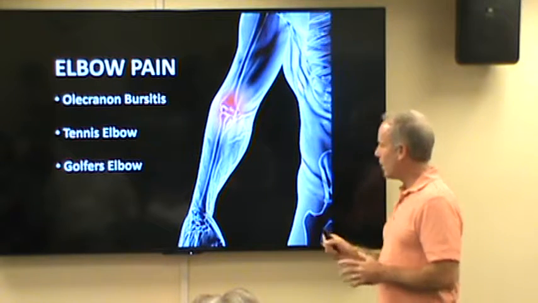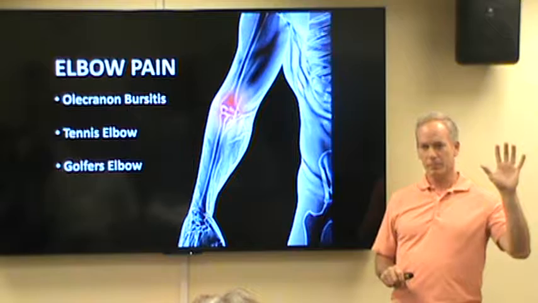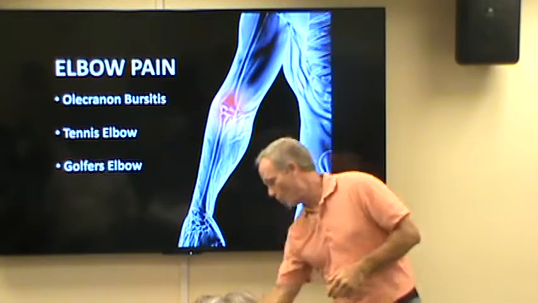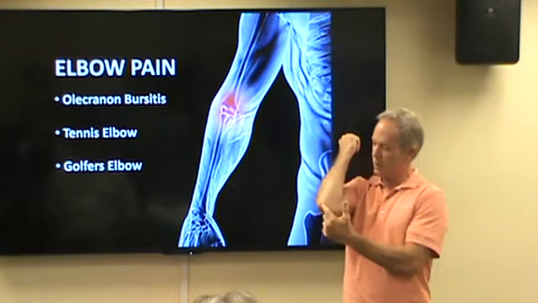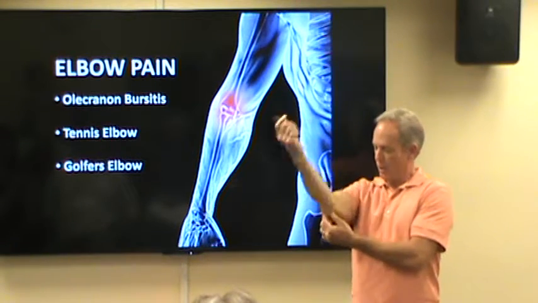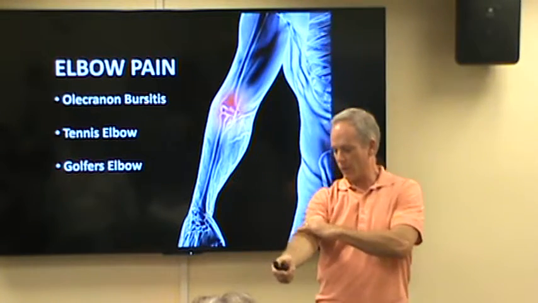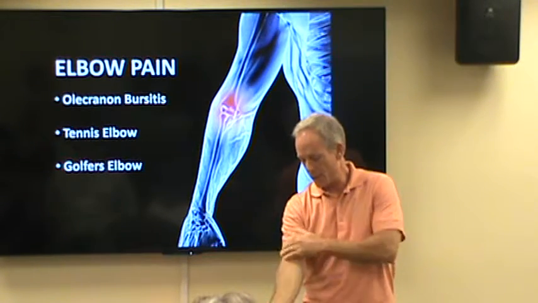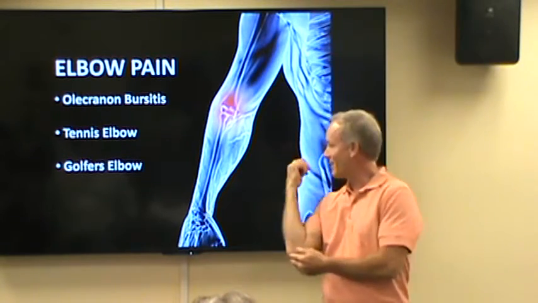All right, so the elbow. Anyone here have elbow problems? Okay, so again, the elbow has a bursa. This is called the olecranon, and it's part of your ulnar bone. So you have your humerus that comes down, you have your ulnar, and you have your radius. I didn't have a model, but maybe next time.